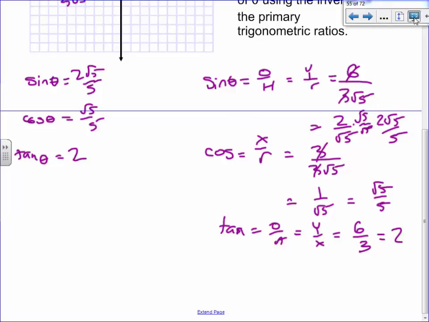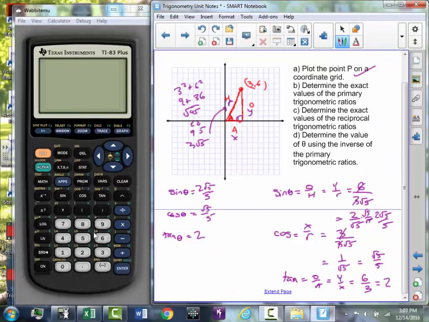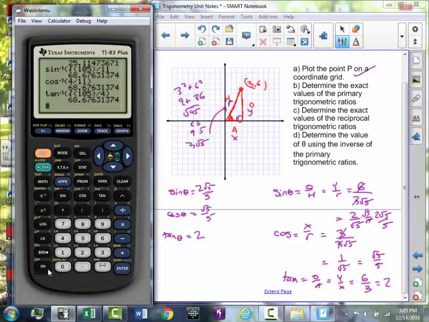Okay, first thing I want to point out here. Let's say you wanted to find theta. You could use any of those 3 to solve for theta. You could inverse sine 2 root 5 over 5 and get theta. You could inverse cosine root 5 over 5 and get the same theta. And you could inverse tan straight up the number 2 and get the same theta.